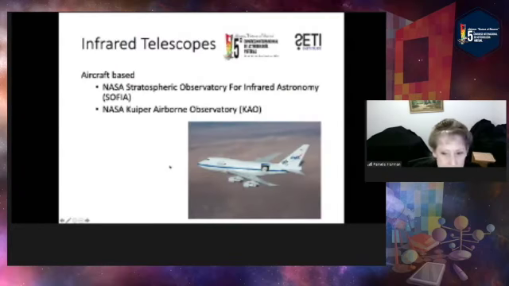Aircraft-based. I've had the pleasure of being on board SOFIA, the Stratospheric Observatory for Infrared Astronomy. You'll see it's a 747 airplane with a hole cut in the side for an infrared telescope. This photograph was taken during the day, but of course it's an infrared telescope, so it only flies at night. Its predecessor was the Kuiper Airborne Observatory, also known as the KAO.